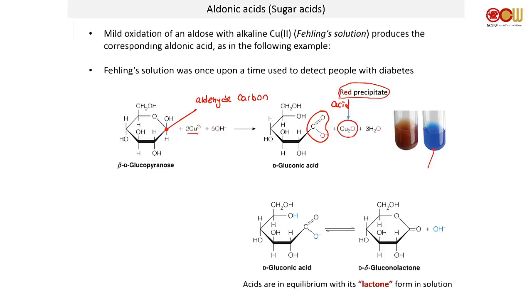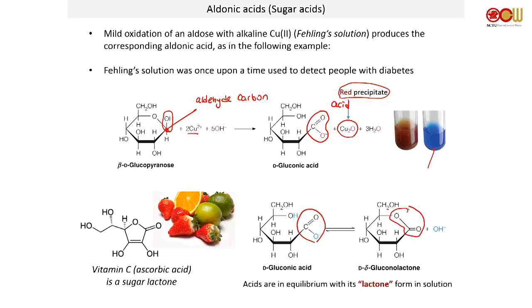Now, gluconic acid is in equilibrium with its lactone form. Typically, when we oxidize, for example, glucopyranose, we just directly oxidize the alcohol into a ketone. But obviously, you see how they're the same thing. So if it's a free acid, or a ketone, or this internal ester, it's the same thing. A very good example of a sugar lactone is vitamin C. Vitamin C is ascorbic acid, and it's exactly a sugar lactone.